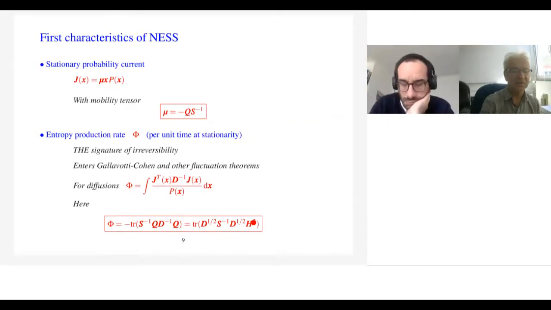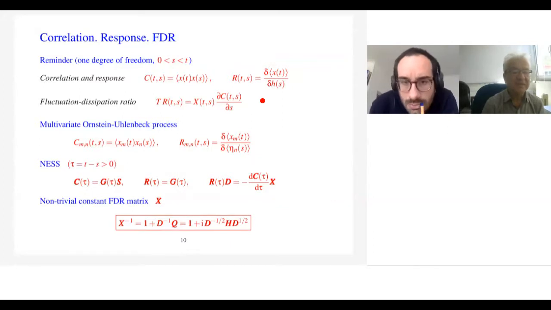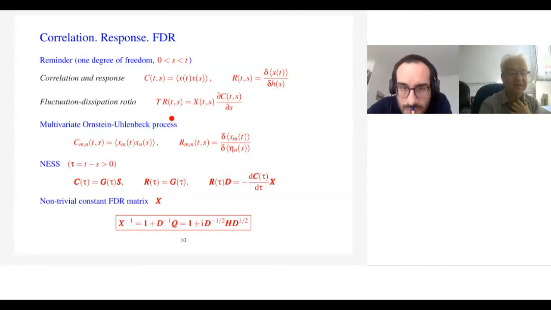So far, so good for these general quantities. Now I switch to something with more variables. Correlation, response, and fluctuation dissipation ratio. So I start here with a reminder of what's usually used to characterize lack of equilibrium, and I take one degree of freedom to be simple. Here the framework is very general. It can be an aging system, it can be a spin glass, it can be all these kinds of things which exhibit a slow dynamics. It need not be in an equilibrium stationary state.